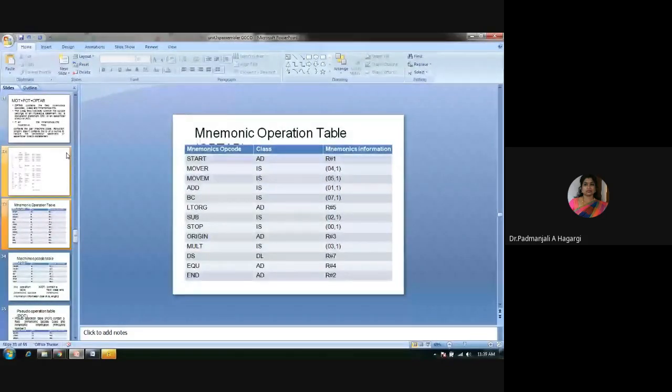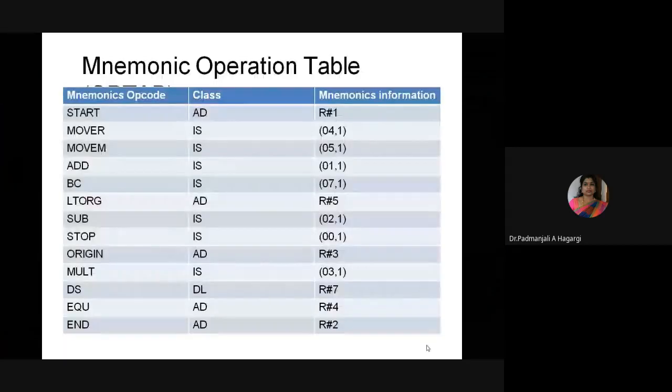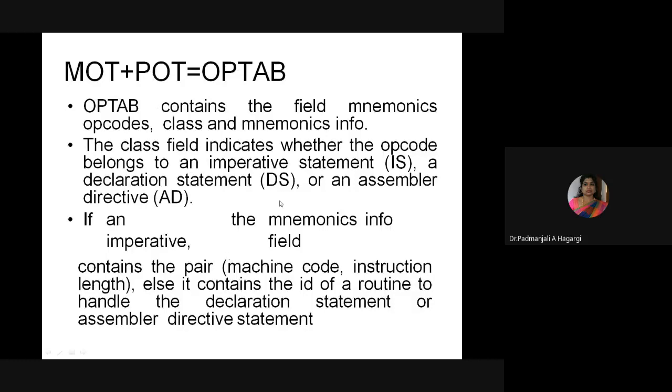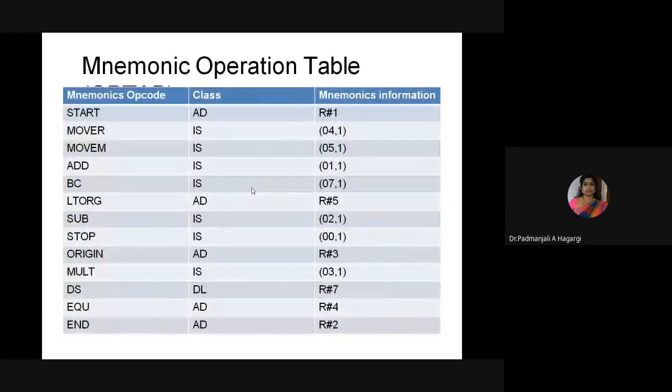So in this we can identify which class of statement they are. For example, if I have the mnemonic information like this with a routine, and in brackets 4, 5, that is called the class. The class indicates here, we had seen the three classes: assembler directive, imperative statement and declarative statement. So here, as I told, start and end are assembler directives. So it goes to routine one.